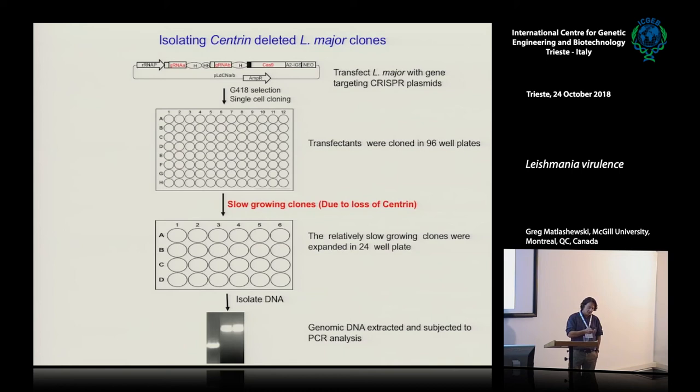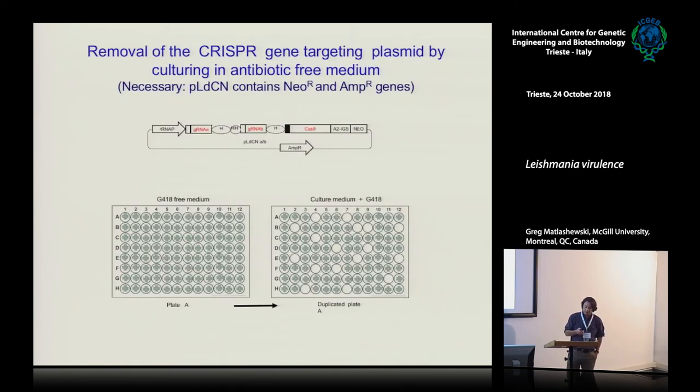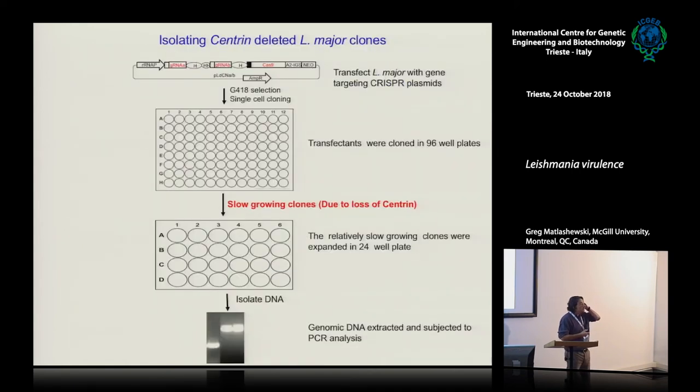Well, actually, it's not that difficult. It's just in the plasmid you have these antibiotic-resistant genes: ampicillin resistance to grow in bacteria, neomycin resistance to select in Leishmania. You've knocked out the centron gene, but the parasite still has this plasmid, which has an antibiotic-resistant gene. It can't go forward to trials because it's got the antibiotic-resistant gene.